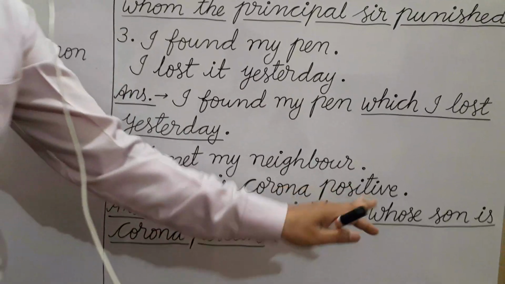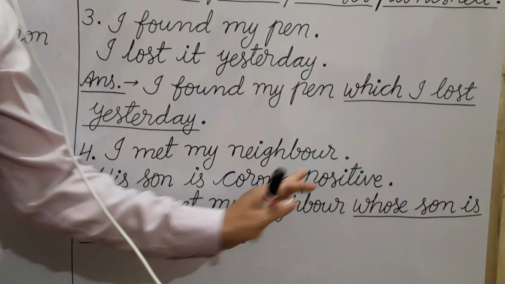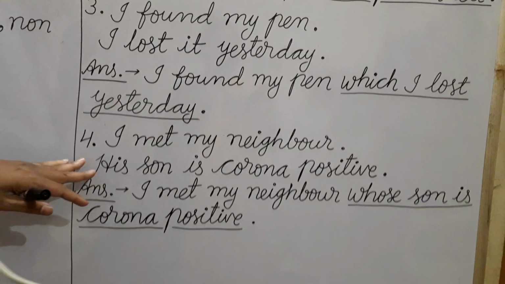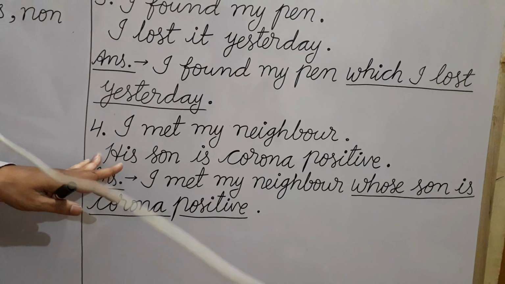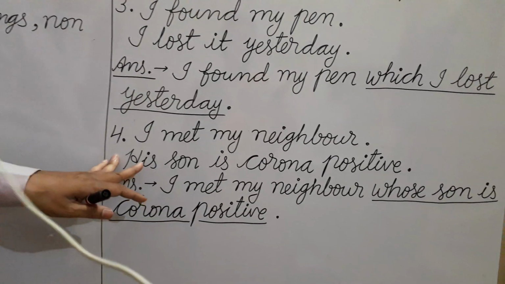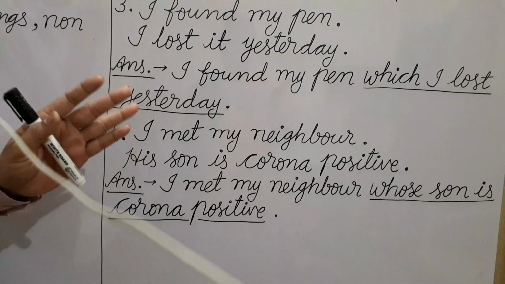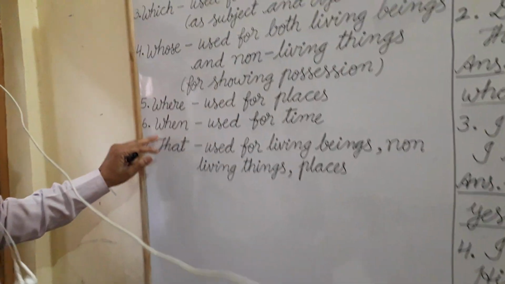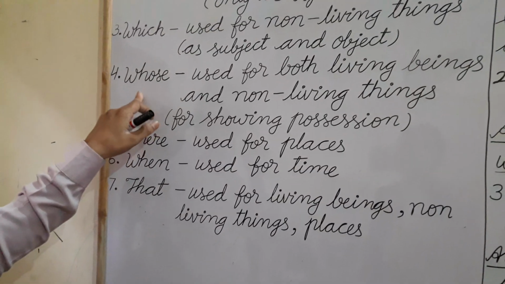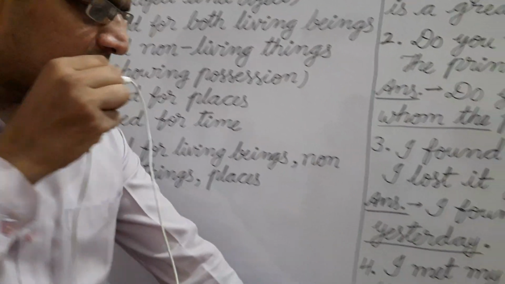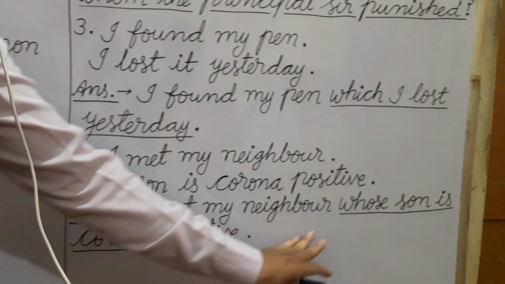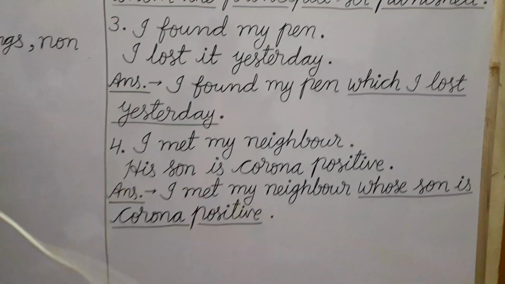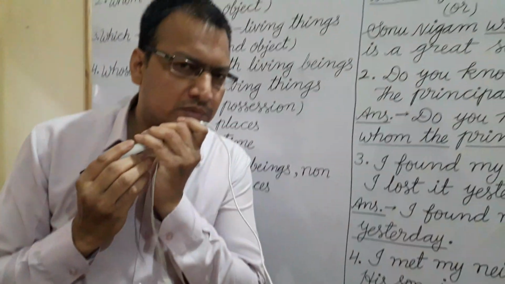His son is corona positive, उसका बेटा कोरोना पॉजिटिव है, उसका बेटा, his son. So his is used to show possession, and for making adjective clause and for showing possession we have already seen that whose, the word whose is used for showing possession. So the answer will be, I met my neighbor whose son is corona positive. So let us see some more examples.